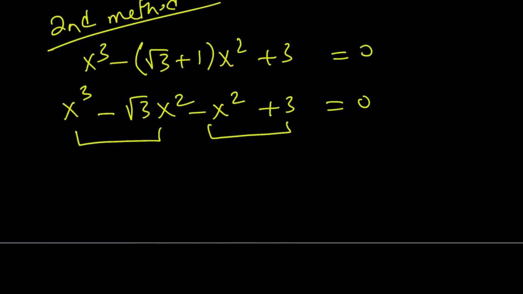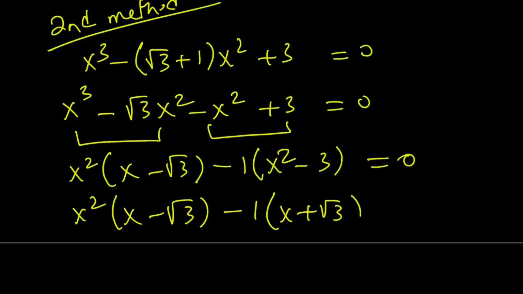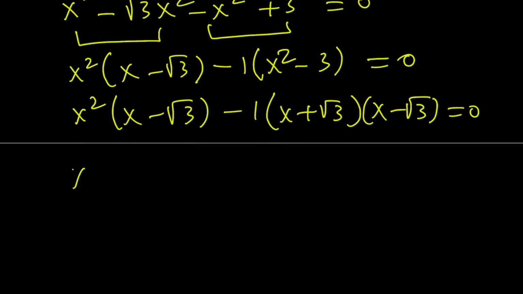Let's go ahead and take out x squared. And now here I can take out a negative 1 for now and just write it as x squared minus 3 equals 0. And now from here, how do I make this factorable, right? I have x squared minus 3 and x minus root 3. So we can factor x squared minus 3 using the difference of 2 squares. So now I can write that as minus 1 times x plus root 3 times its conjugate. And that gives us a common factor, which is x minus root 3.